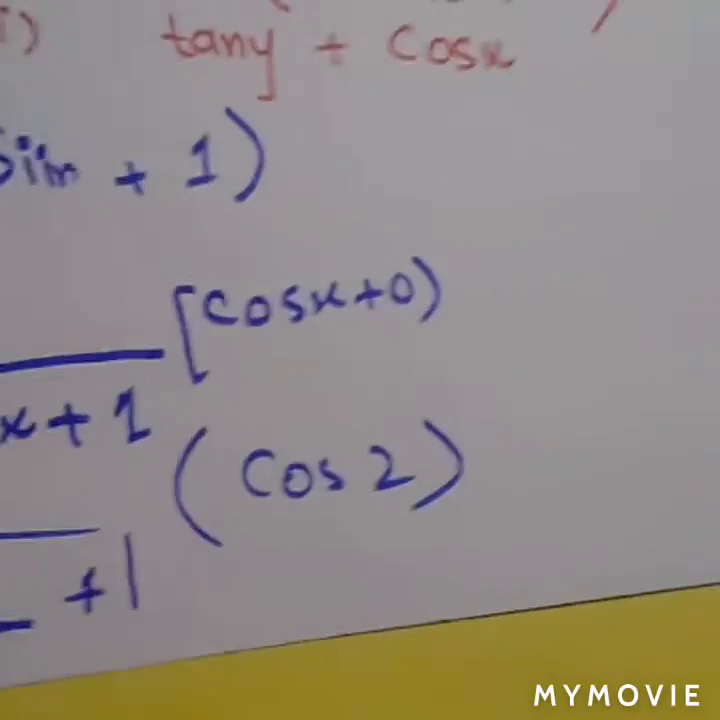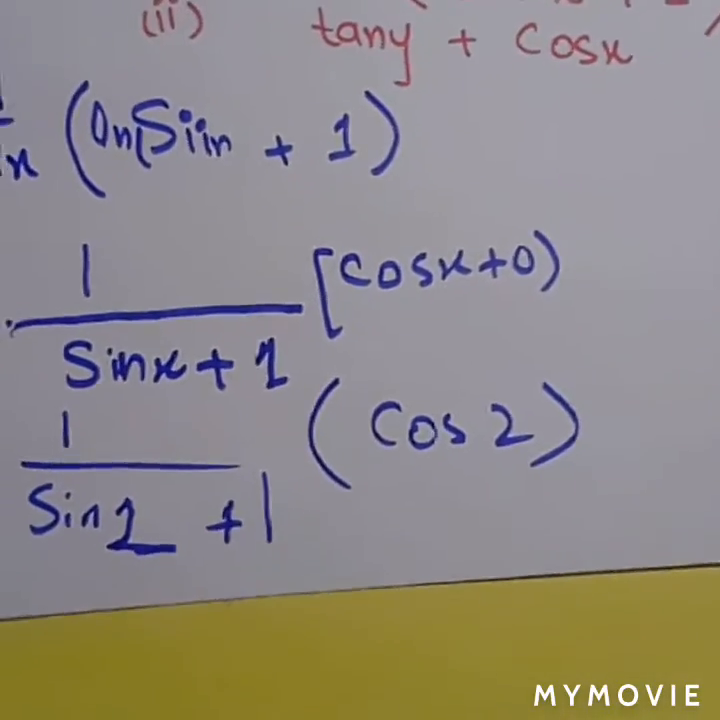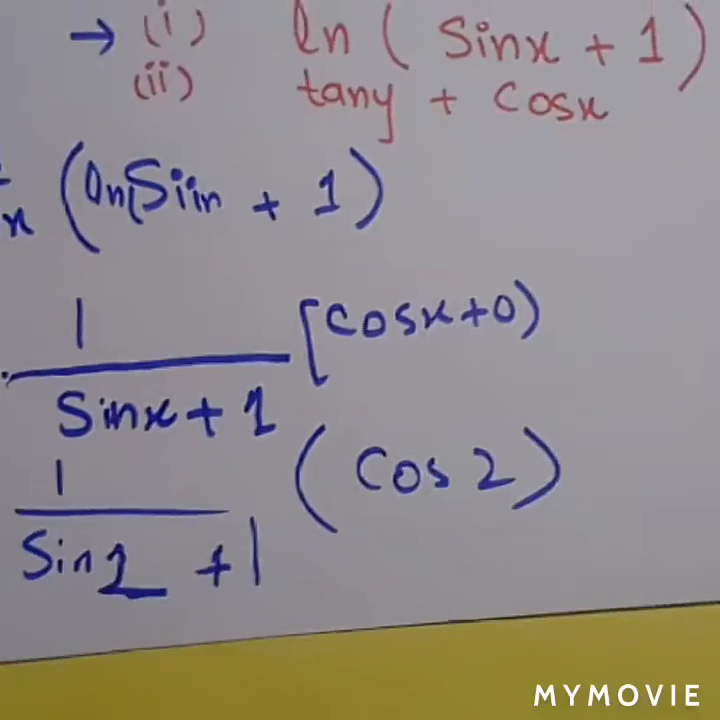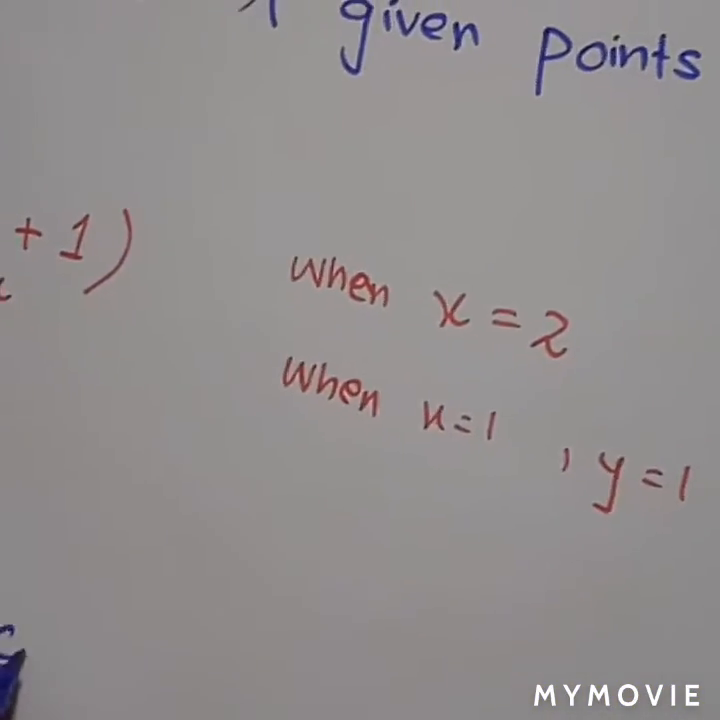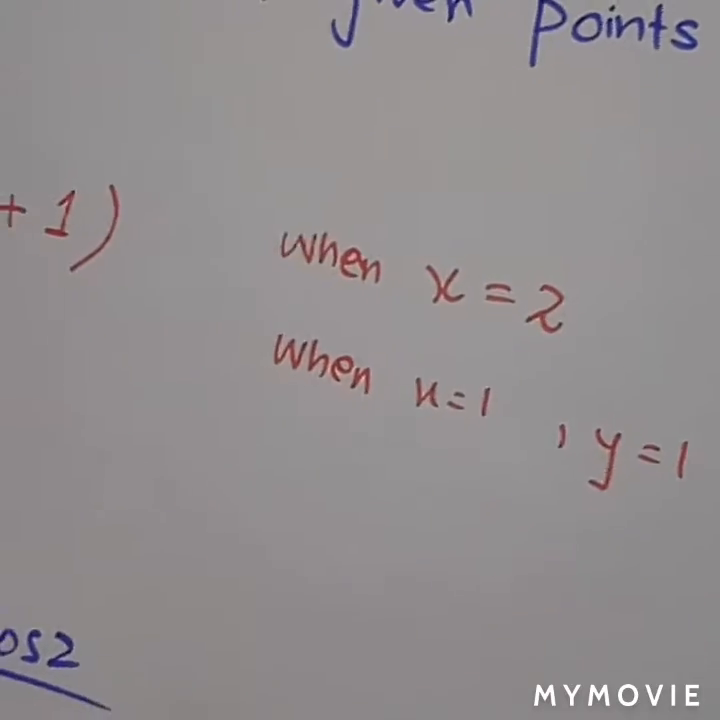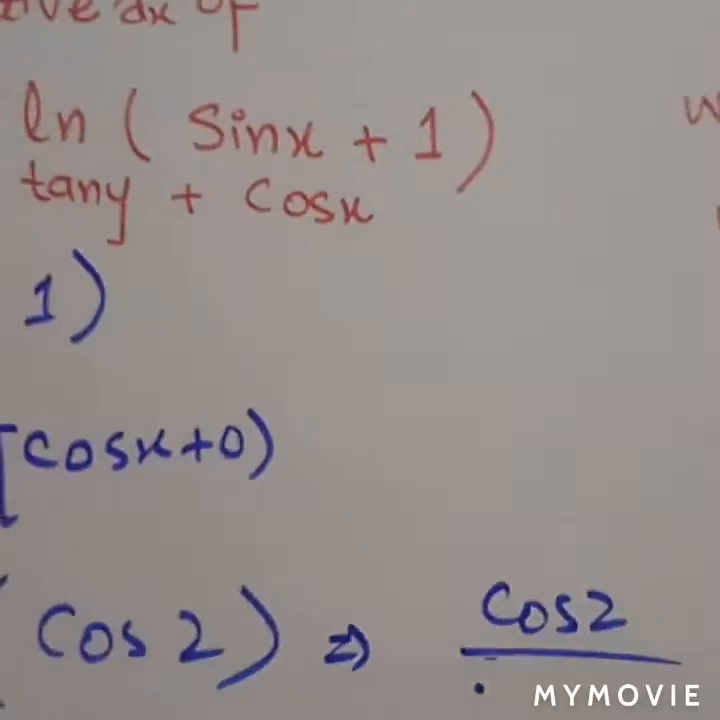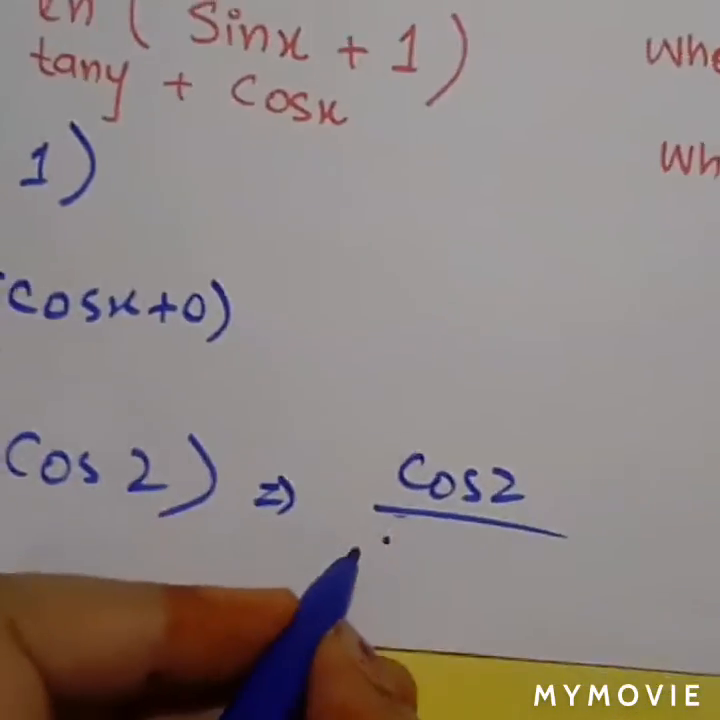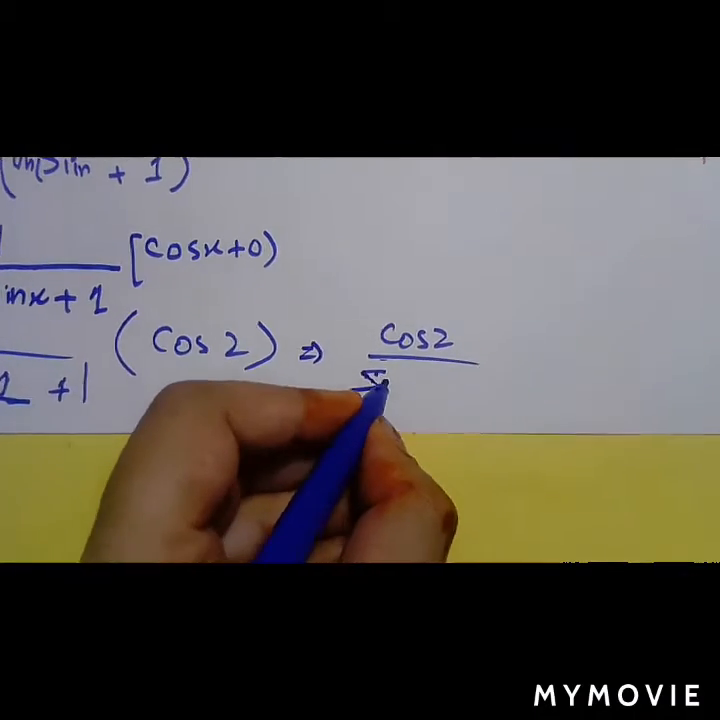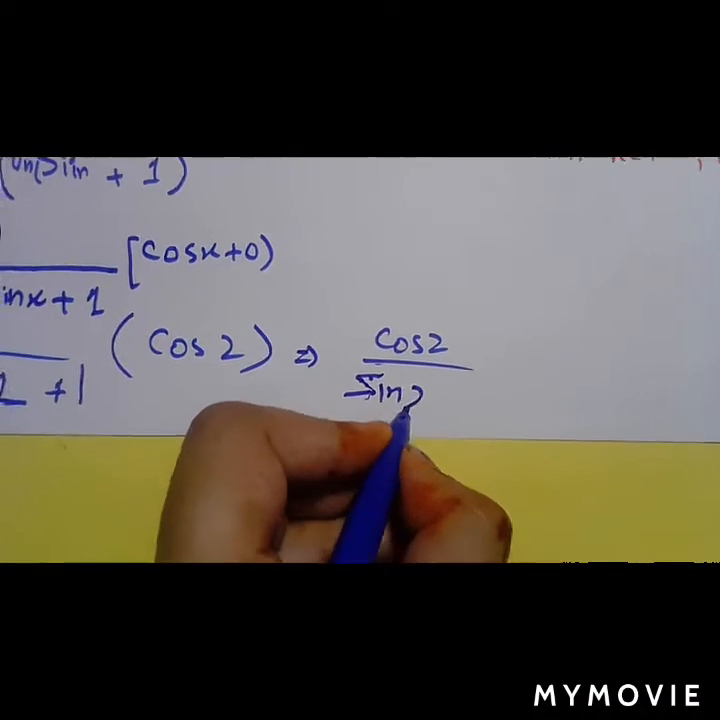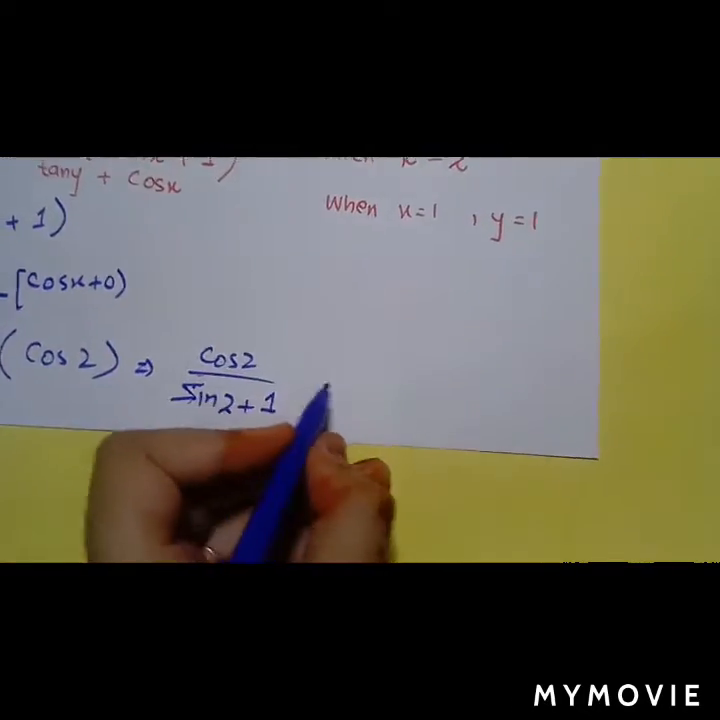Sine 2 plus 1 cos of 2 is at the numerator, and sine 2 plus 1 is at the denominator. You can write it as it is, or write the values as they are, or you can write calculated values. Okay, but this value may be right.